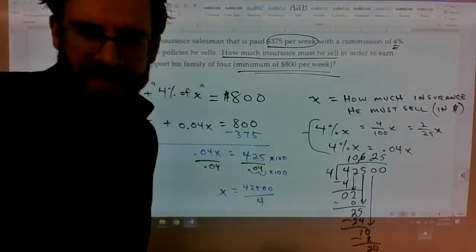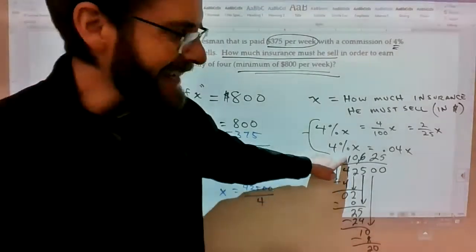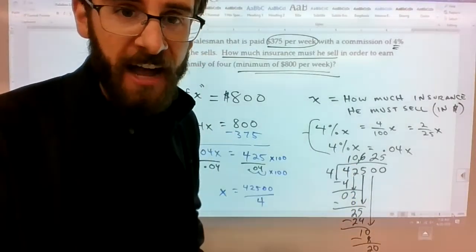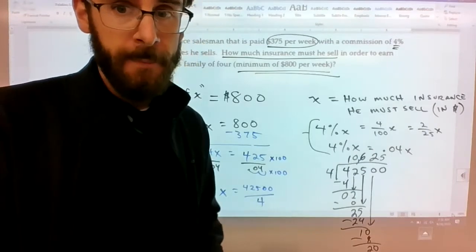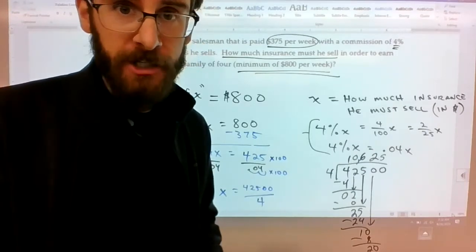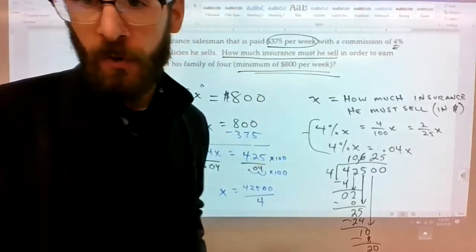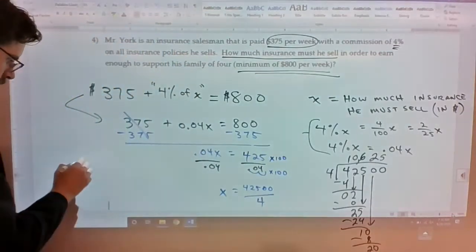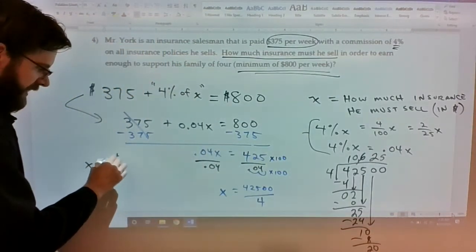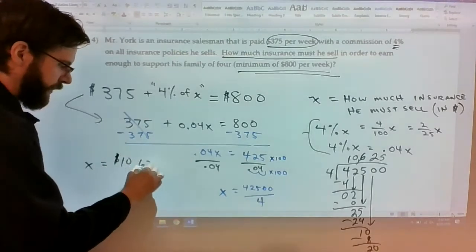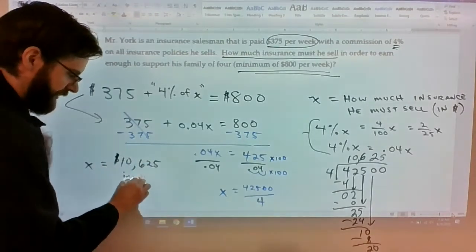So he must sell $10,625 worth of insurance in order to actually get the $800 per week. So X equals $10,625 in insurance.